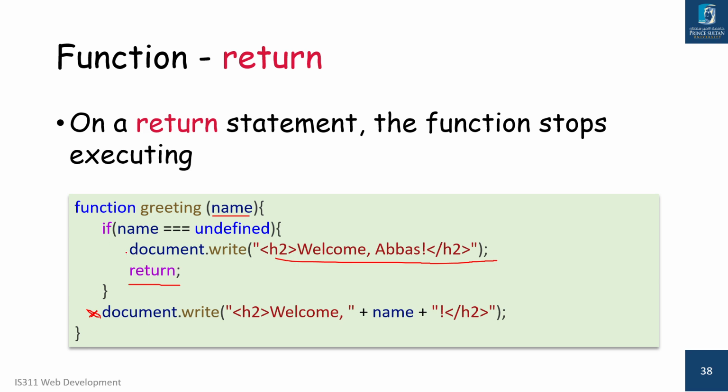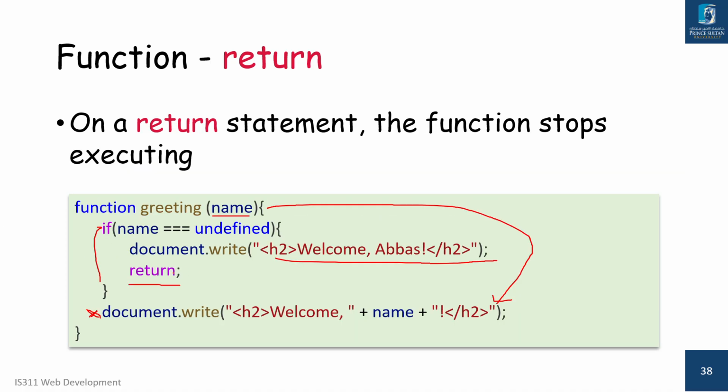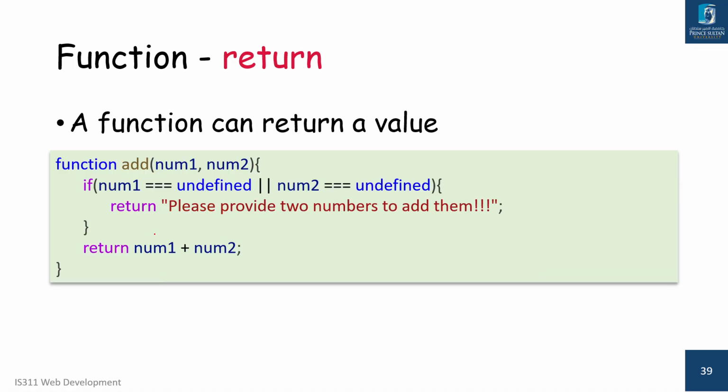But if we don't go into the if condition, I mean the name value has been given, as in the second case where the name value John has been given, then it will not go into this one. It will directly come into this line and print this message on the page. Here we can also return some value as well. Rather than only stopping the execution of the method, we can also return a value.